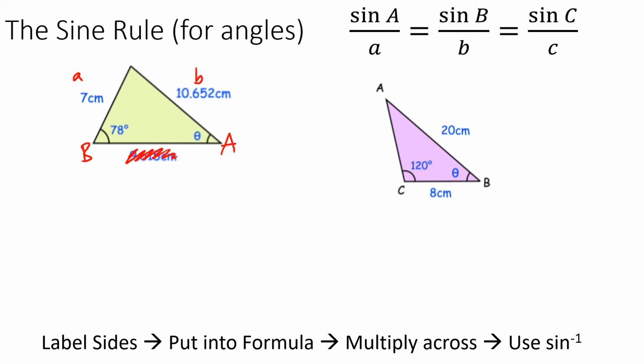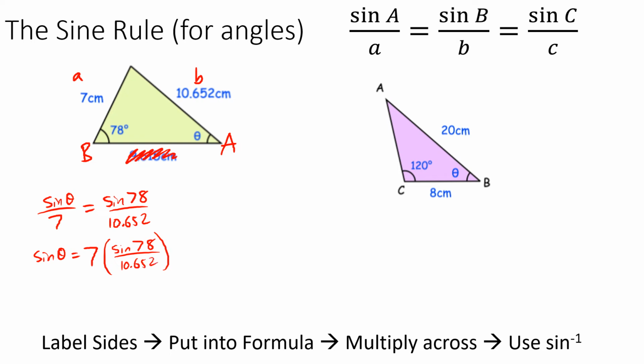We've labeled our sides. So sine theta over 7 is sine 78 over 10.652. Multiply across, sine theta equals 7 lots of sine 78 over 10.652. And we should get that that is equal to 0.643. Use the sine -1, or the inverse sine, on our 0.643, and we'll get that the angle is 40 degrees.